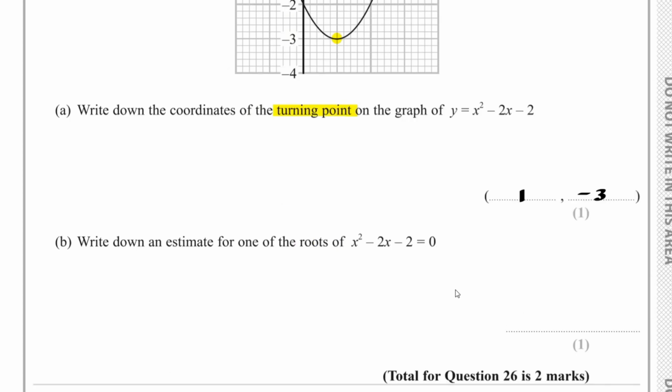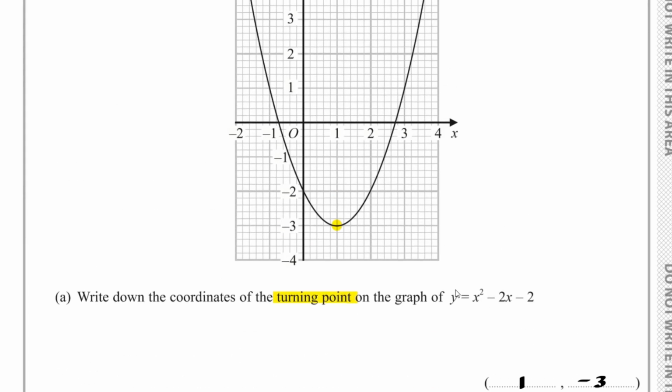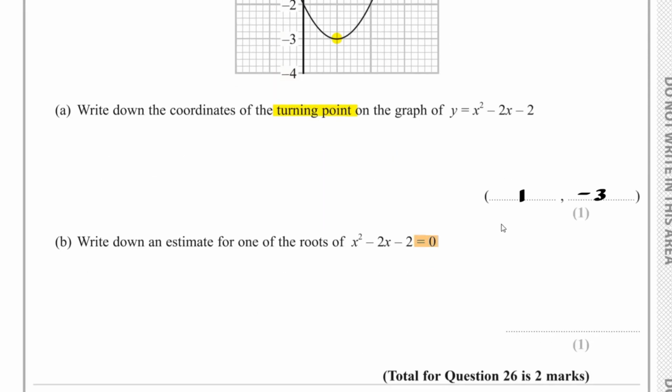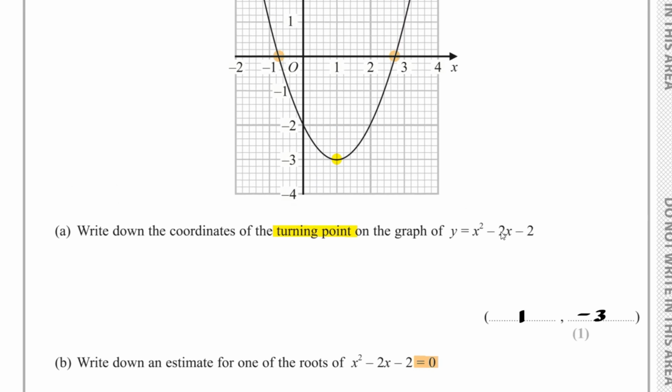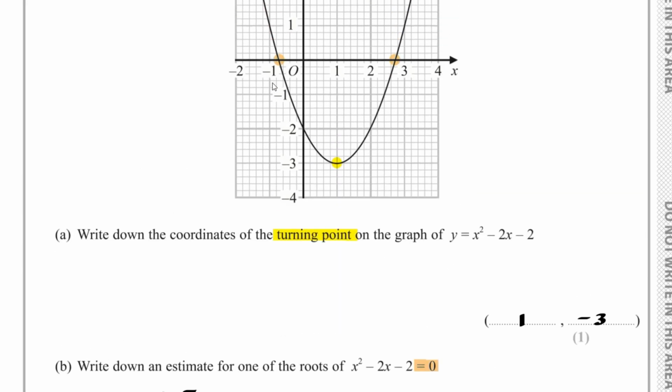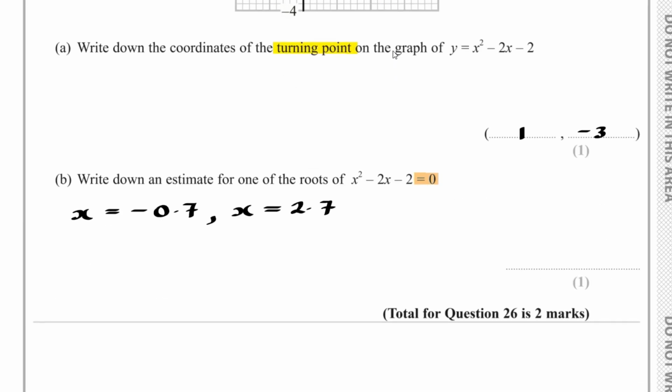We now have to write down an estimate for one of the roots of x squared subtract 2x subtract 2 equals 0. Well, where the graph equals 0 is where it crosses the x-axis, either here or here. So one of those points is x equals -0.7, and the other point is here, where we have x equals 2.7. So we have x equals -0.7.